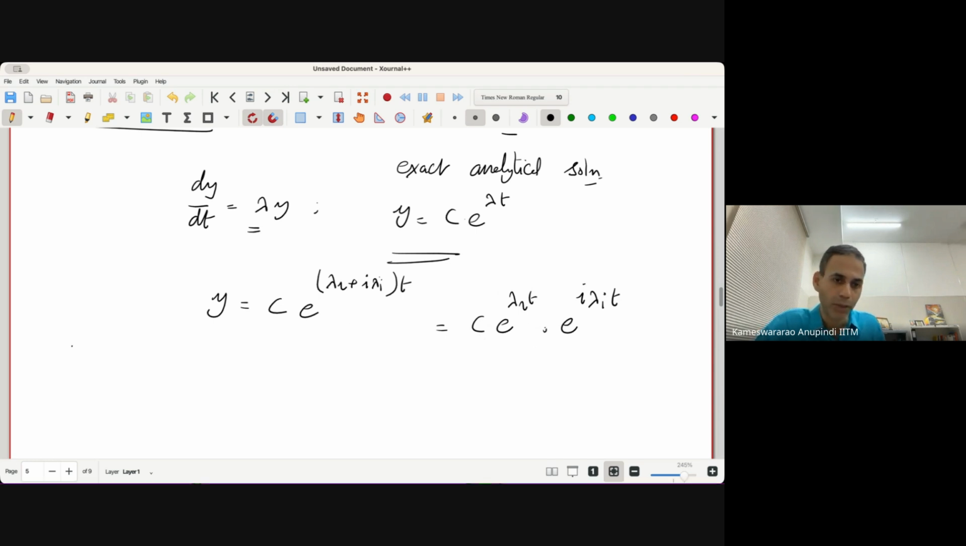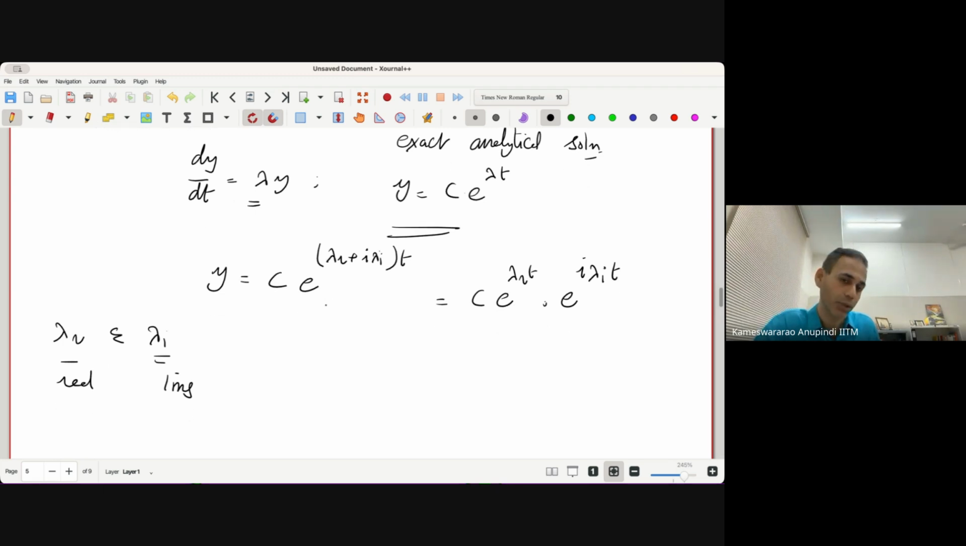Now I want to know what is the role of lambda r and lambda i. This is basically the real part, and that is the imaginary part. What is the role of the real part and what is the role of the imaginary part in the solution? This is the exact analytical solution I have obtained. Now, if we fix lambda r to be some value, let us say lambda r is greater than or equal to 0, then how will this term behave?